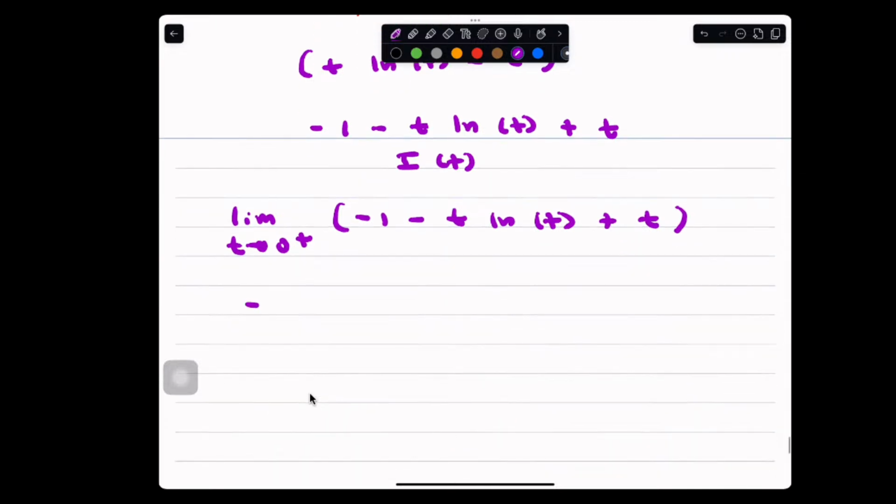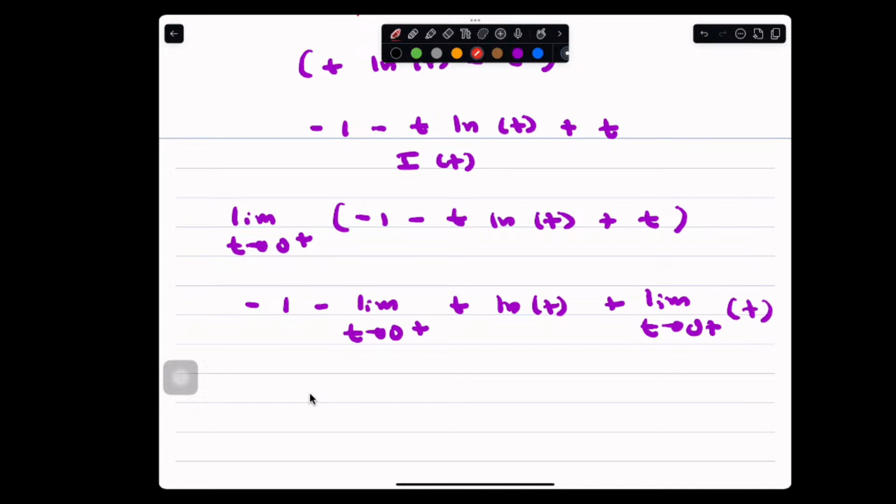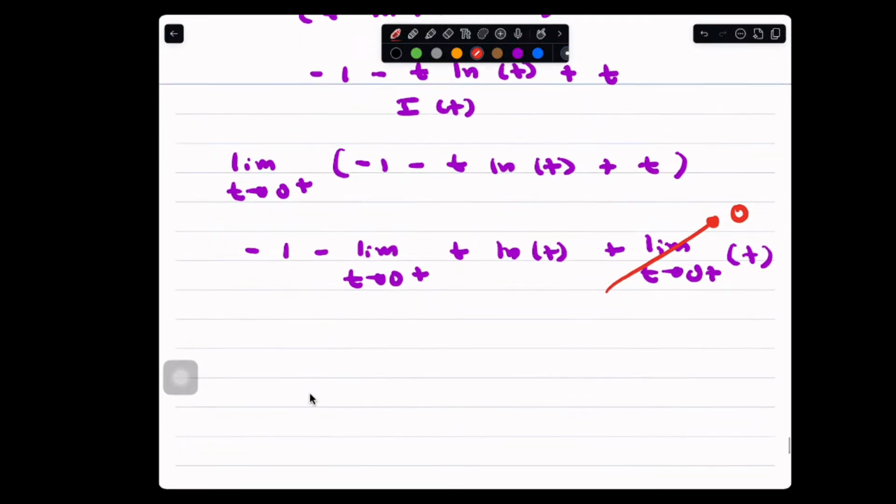Properties of limits again. That's negative 1 minus the limit as t goes to 0 from the right of t natural log t, plus the limit as t goes to 0 from the right of t. Well, this limit is actually 0. And this limit is 0 times negative infinity again. Don't forget, this is natural log.